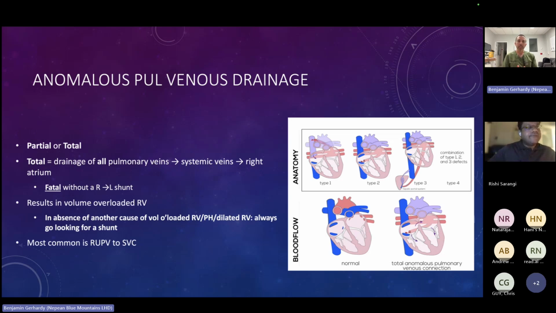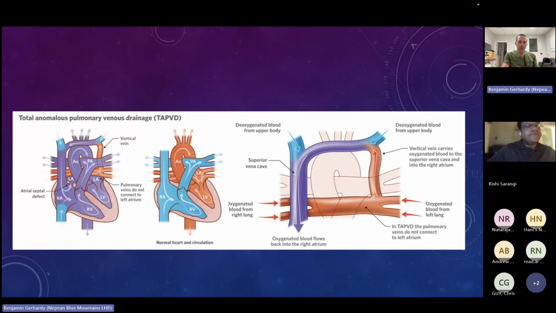Like, I'm sure I've missed it, right? Because you don't know what you don't know. But you've got more blood flowing to the right heart. There's no intracardiac shunt that you can see. There's no other cause for it. Big RV, go looking for a reason. And the most common is your upper pulmonary vein plugging into the SVC. So they have these what are called vertical veins, blood diverts around them back into the right heart.